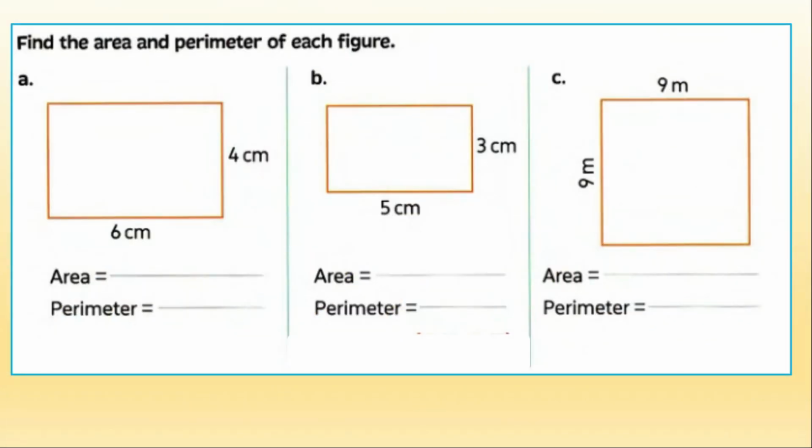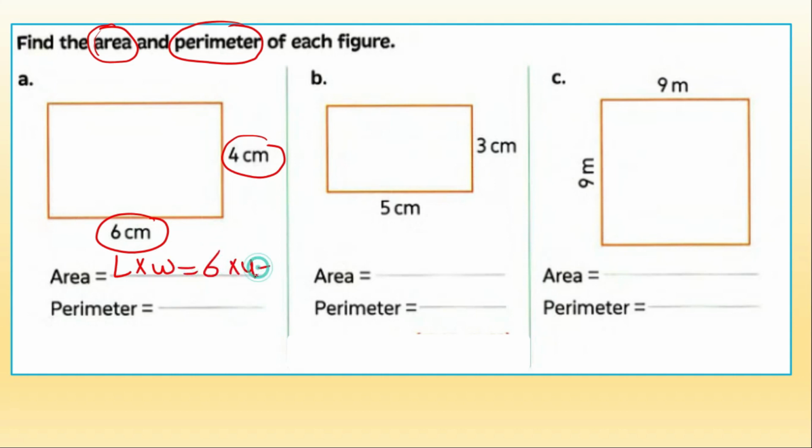Next one. Find the area and perimeter. Okay, here we have two rules, two formulas. Area and perimeter. Okay, the first figure, rectangle, different sides, length and width. Okay, area equals length times width equals 6 times 4 equals 24 centimeter squared.